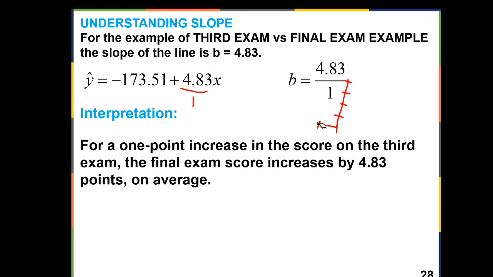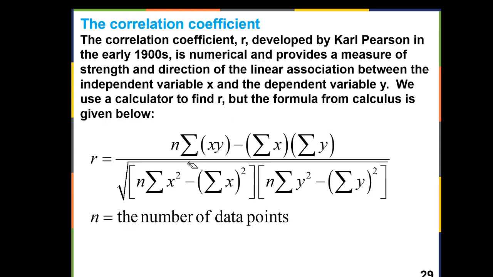Makes sense? So for every 1 unit that the average on the third exam goes up, the final average goes up 4.83 units. That's the interpretation of it. For a 1 point increase in the score on the third exam, the final exam score increases by 4.83 on average. All right, so how do we find r?